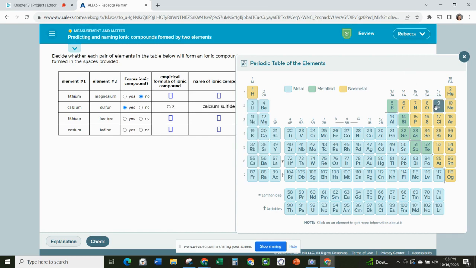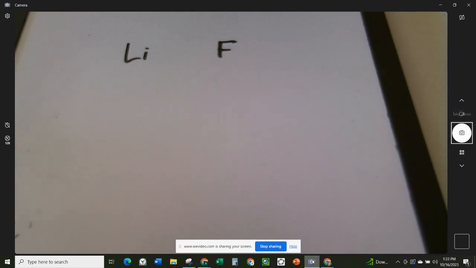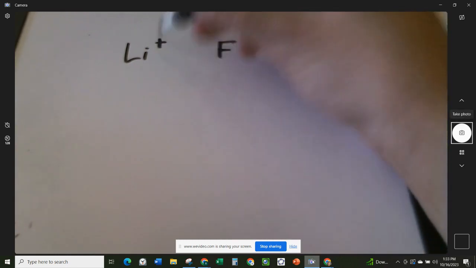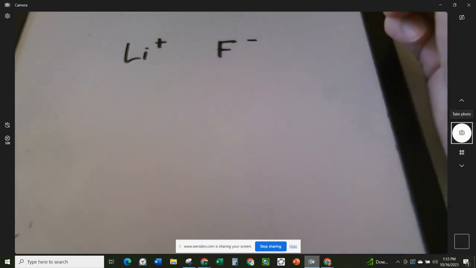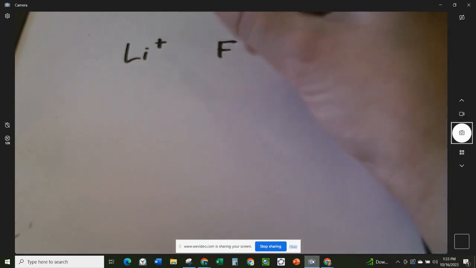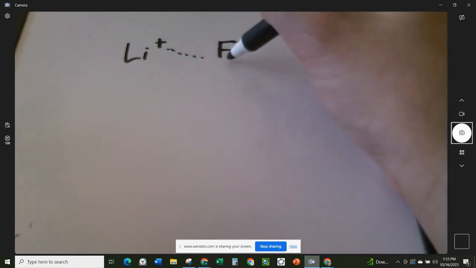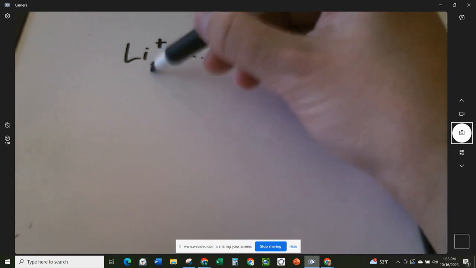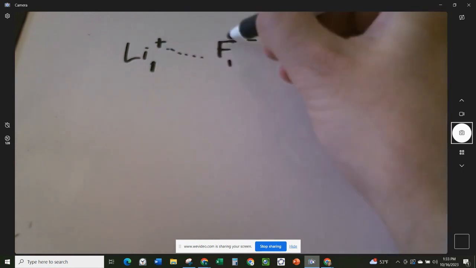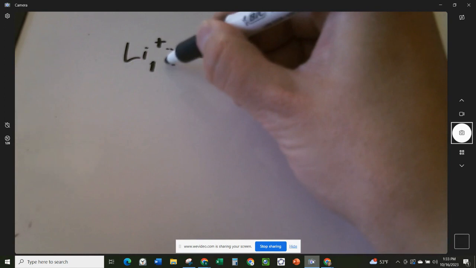And fluorine is over here. It's right next to the noble gases. It forms a -1 charge. So we don't have to write the 1 here either. We can just put lithium plus, fluorine minus. And then to show our work, we show that we just need 1 fluorine for 1 lithium. So we're just crossing the charges down.